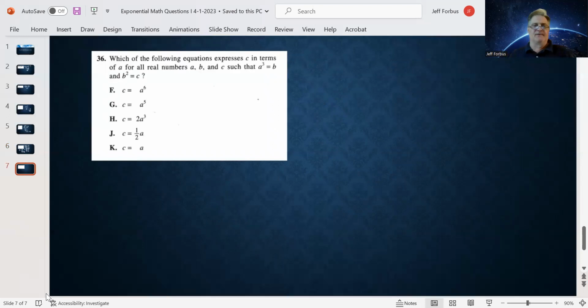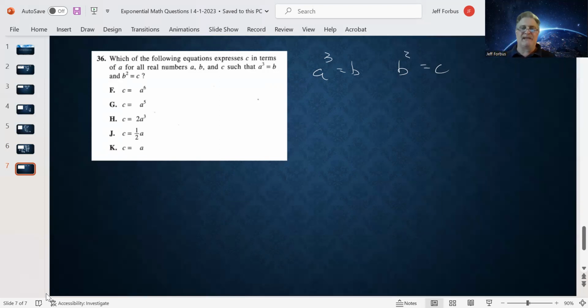So finally, which of the following equations represents C in terms of A? So we want to solve for C in terms of A. For all real numbers A, B, and C, such that A cubed is equal to B and B squared is equal to C. So what we have is A cubed is equal to B and B squared is equal to C. The commonality between these things is the B's, right?